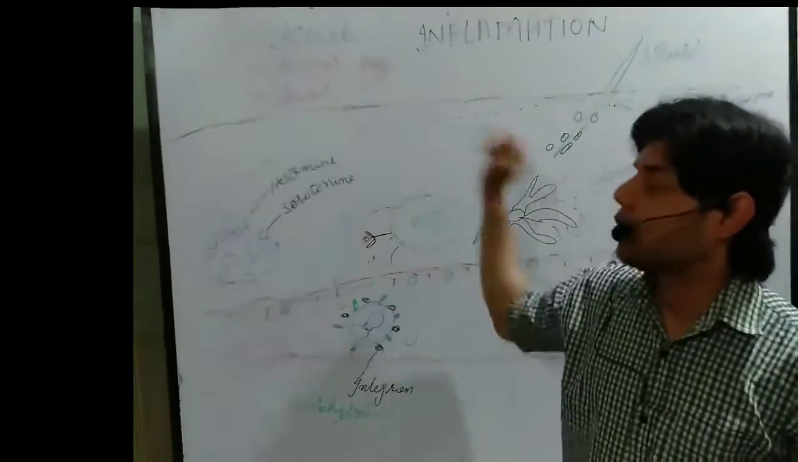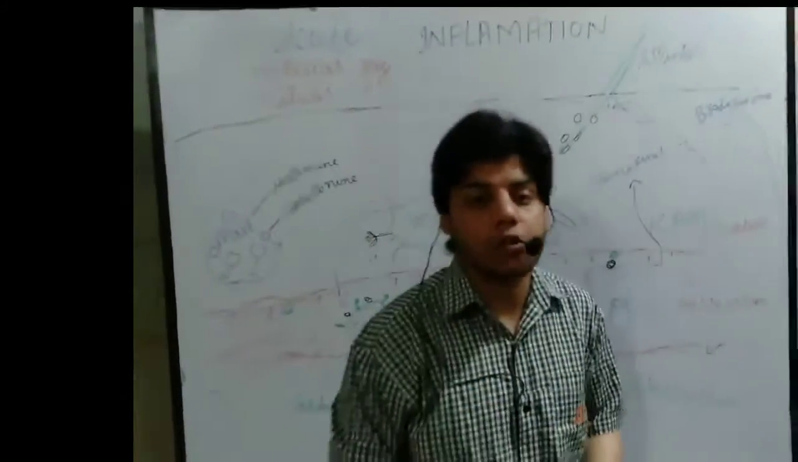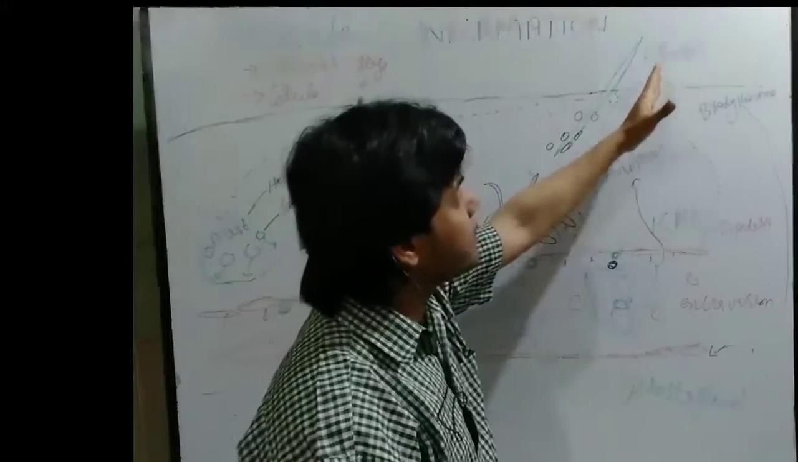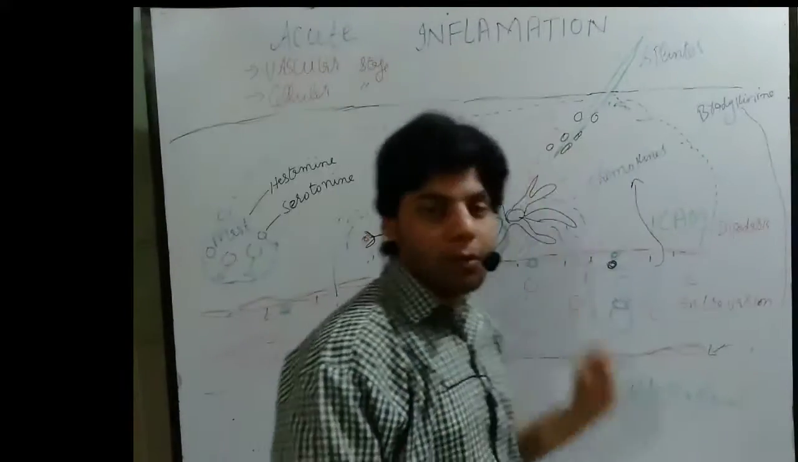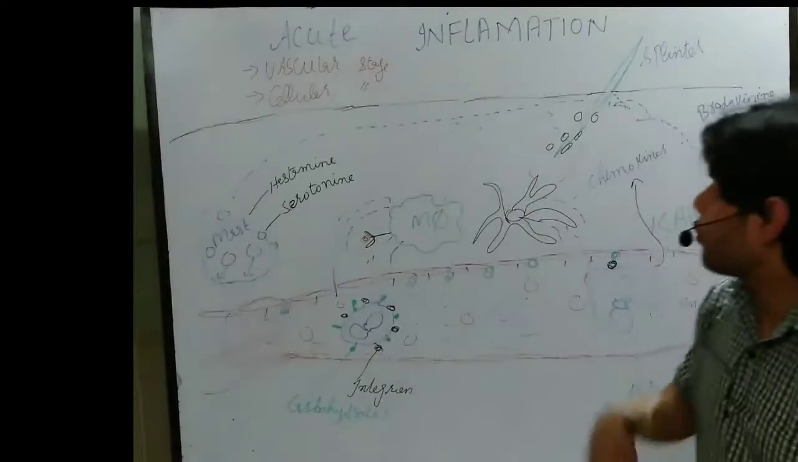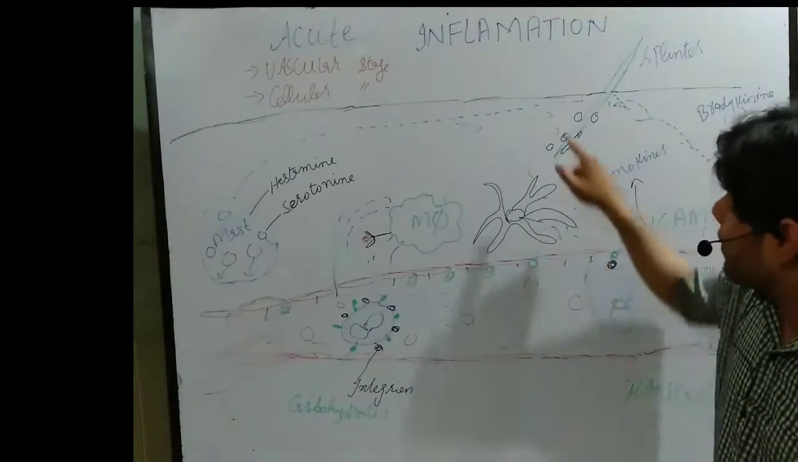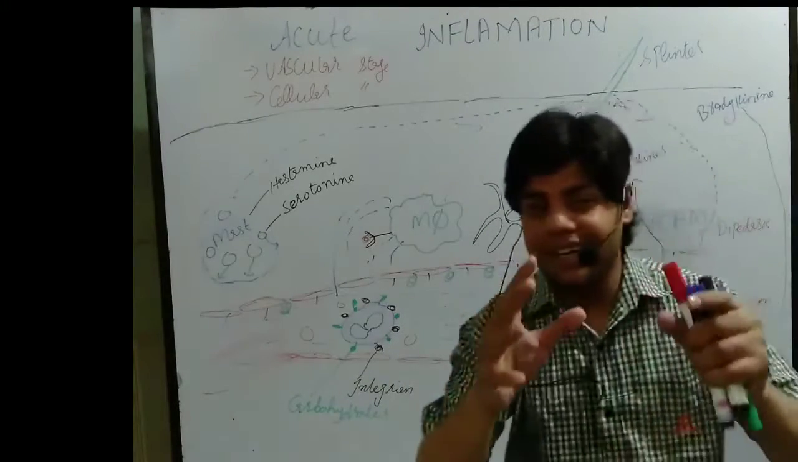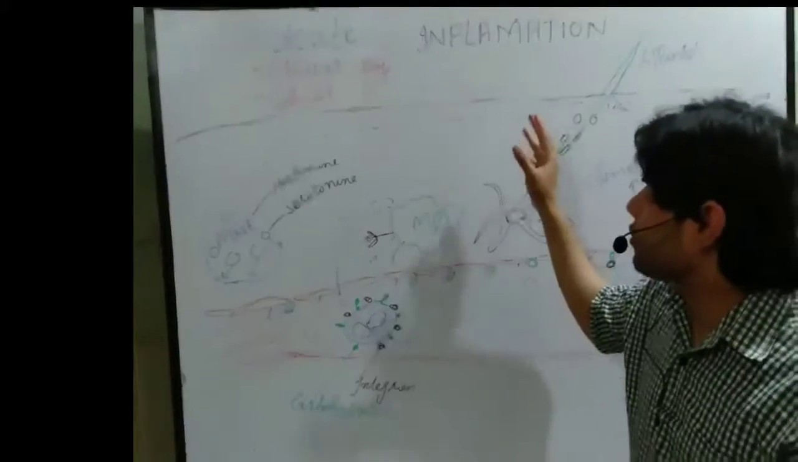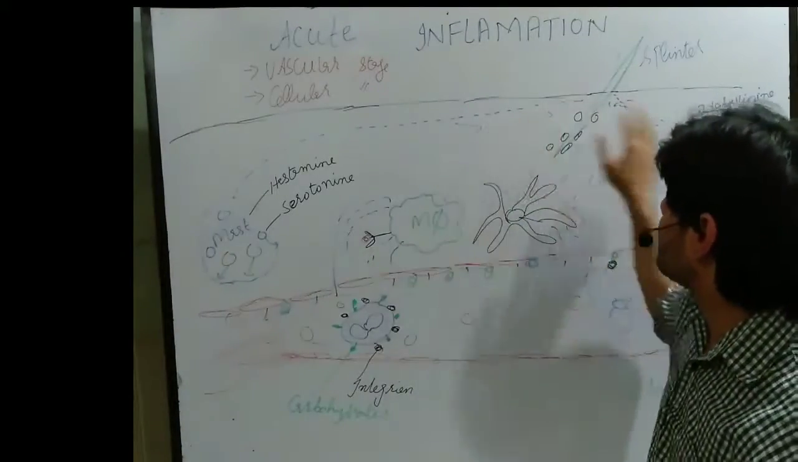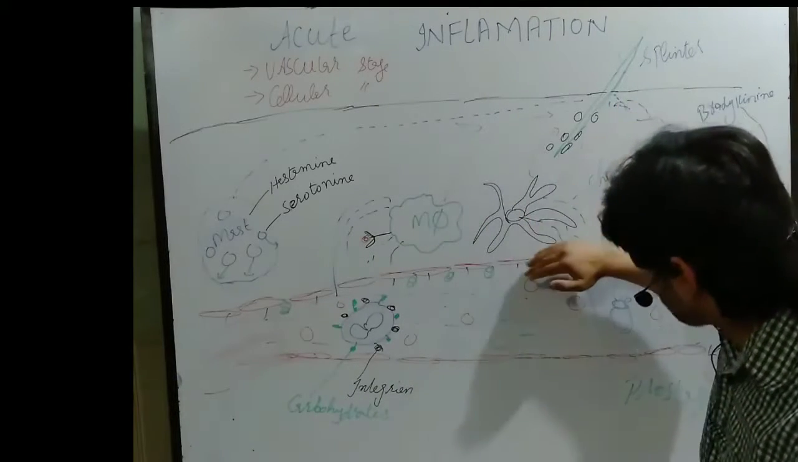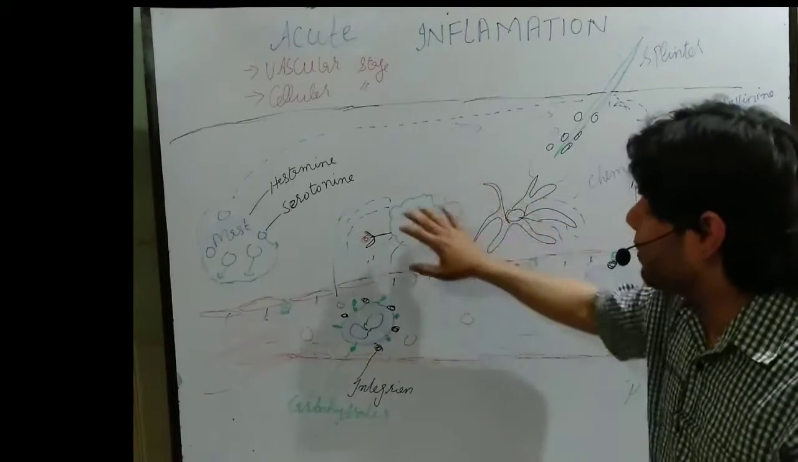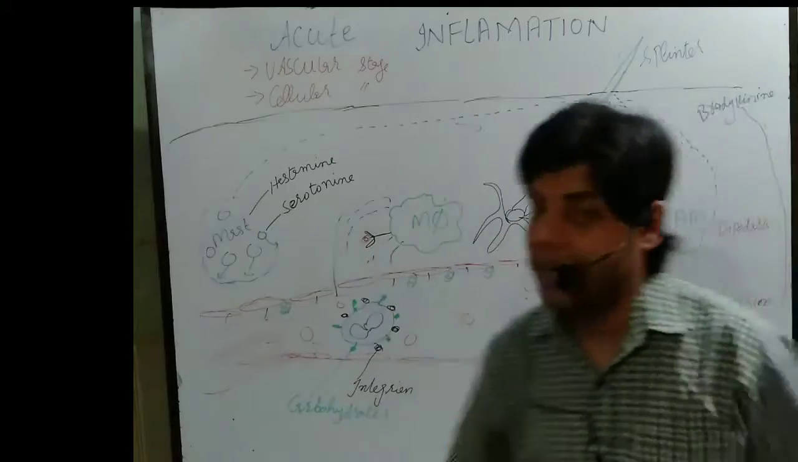Now let's explain the cellular stage. In the cellular stage, what actually happens? Again, let's suppose the splinter is injected and it introduces microbes. Once the microbes are introduced, what actually happens? The damaged cells or damaged tissue release some kinds of chemicals, as you are watching. These chemicals will activate the macrophages and dendritic cells.